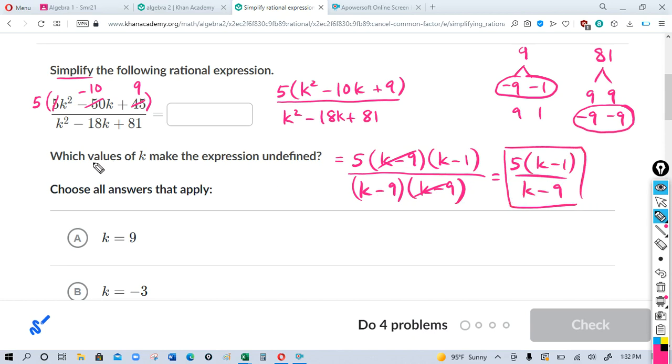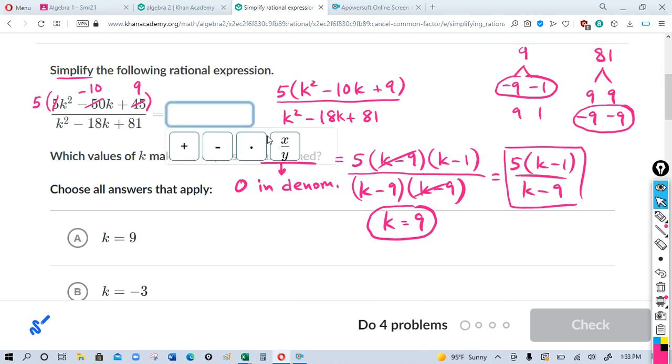Now, the second question, which values of k makes the expression undefined? Undefined would be a 0 in the denominator. So we can see right here, k minus 9 and k minus 9. If k equals 9, you're going to get 9 minus 9, or 0, in the denominator. So if you had k equals 9 in here, this would make it 0. All right, so this is the first answer.